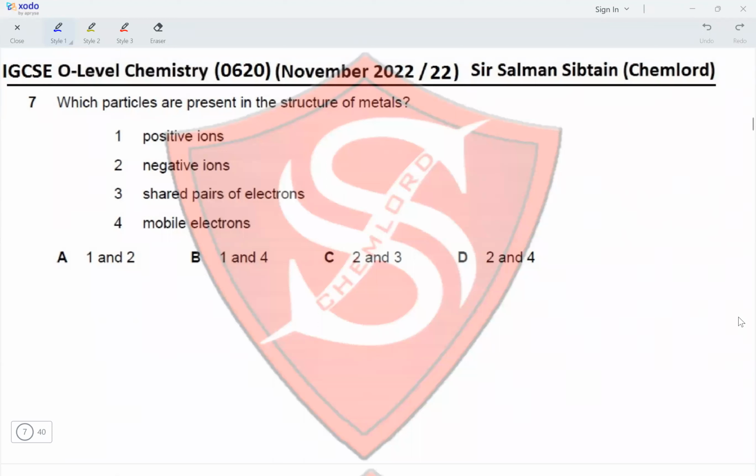Question 7. Which particles are present in the structure of metals? Positive ions? Yes. Negative ions? No. Shared pair of electrons? No. Mobile electrons? Yes. Since only positive ions and mobile electrons are present in the structure of metals, this makes option B the correct option for this question.